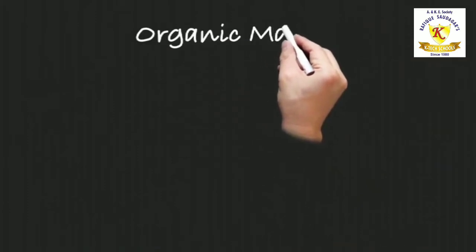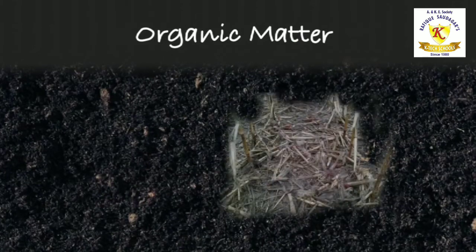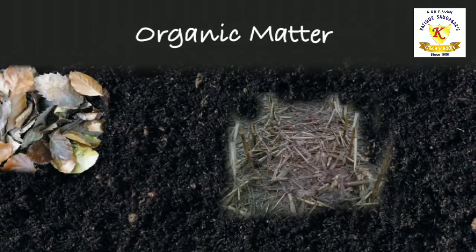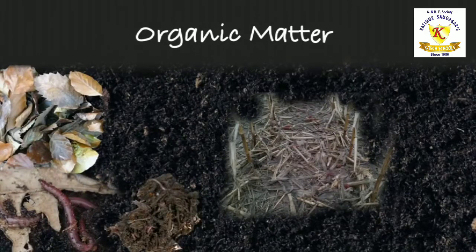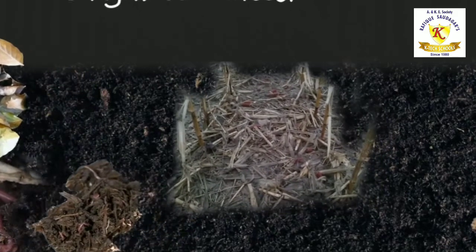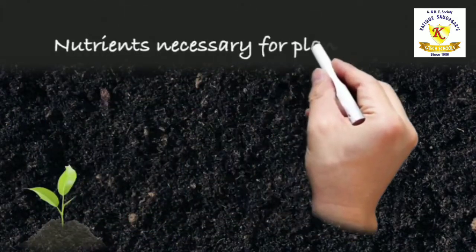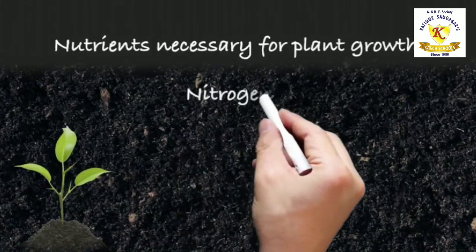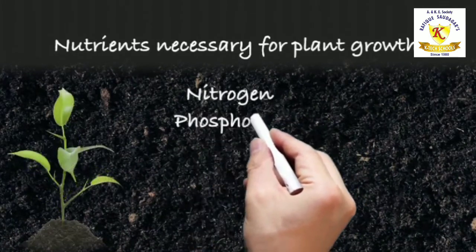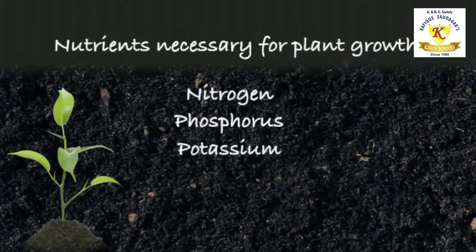Organic matter is the organic component of soil, which includes the residue of dead plants, animals, and organisms. It consists of nutrients necessary for plant growth, such as nitrogen, phosphorus, and potassium.